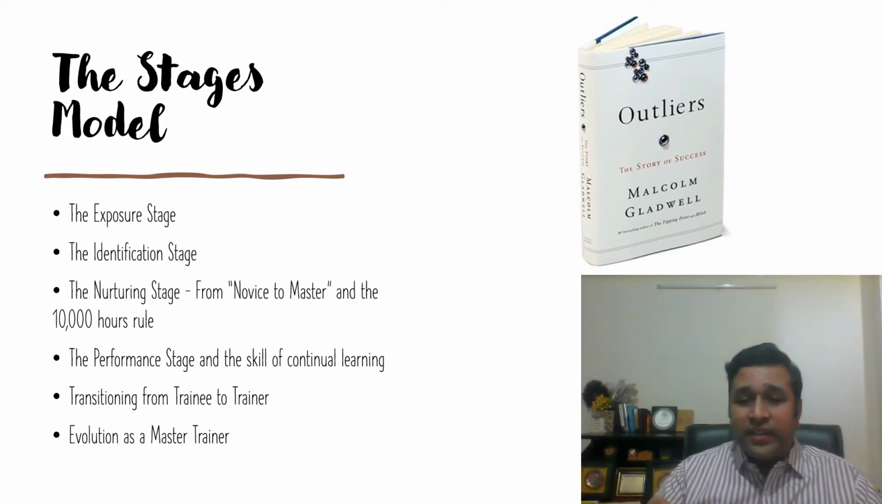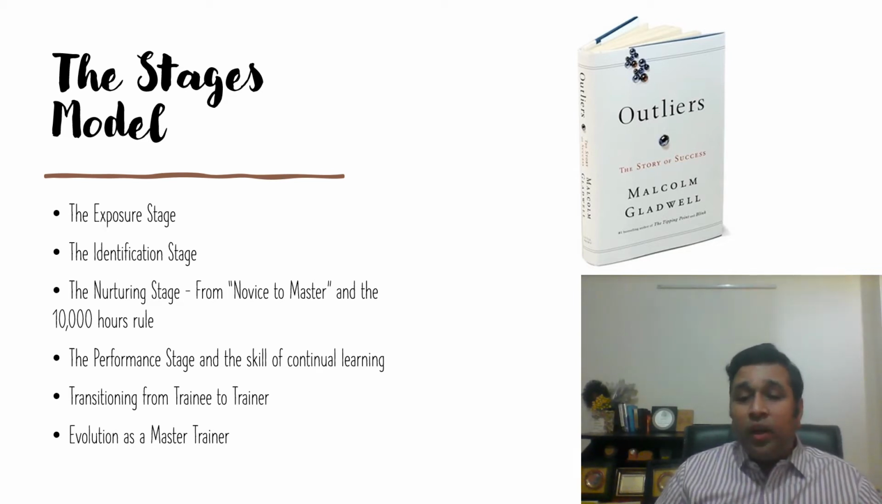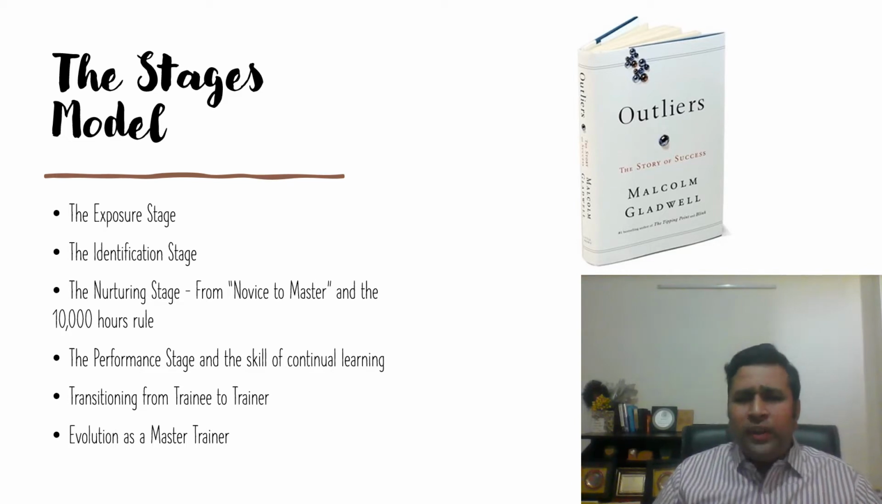Then transitioning from trainee to trainer is also a very important and primordial skill for contributing to the education system, as we already talked about, and evolving into a master trainer. So these are very important indicators of how the education system grows, thrives, and becomes more expansive. So that is what we have to understand. So with this kind of a background, let us now go to the details of each and every stage of the education process and the stages model of the education process.